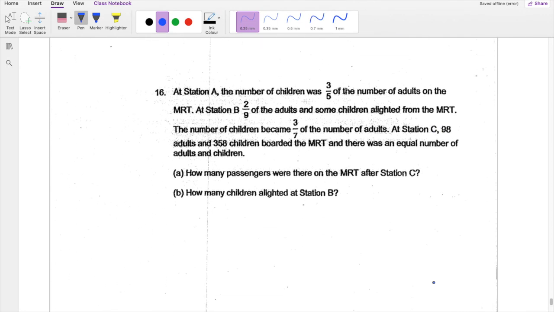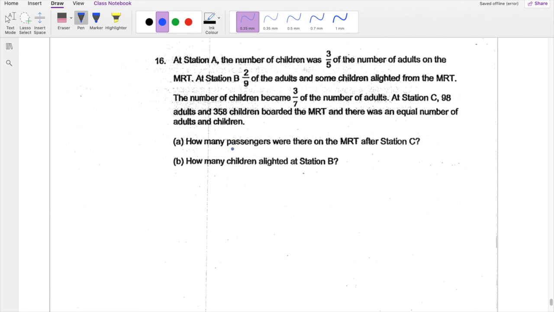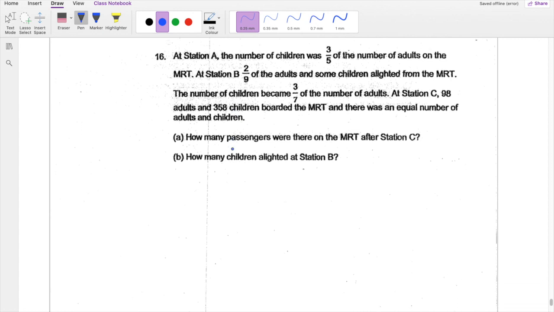Okay, we come to question 16. At station A, the number of children was 3/5 the number of adults in the MRT. At station B, 2/9 of the adults and some children alighted from the MRT. The number of children becomes 3/7 the number of adults. At station C, 98 adults and 358 children boarded the MRT, and there was an equal number of adults and children. How many passengers were there on the MRT after station C?